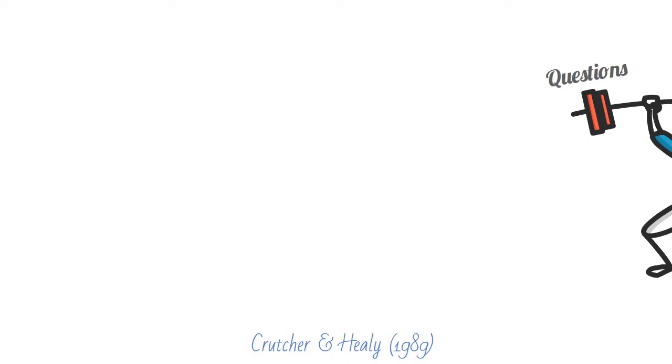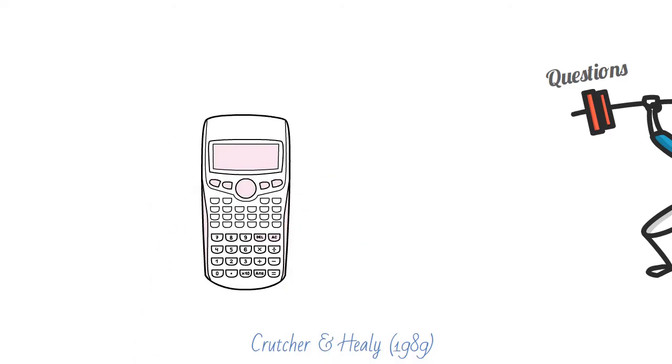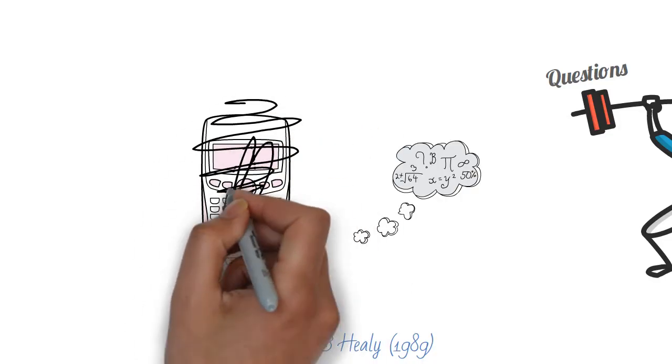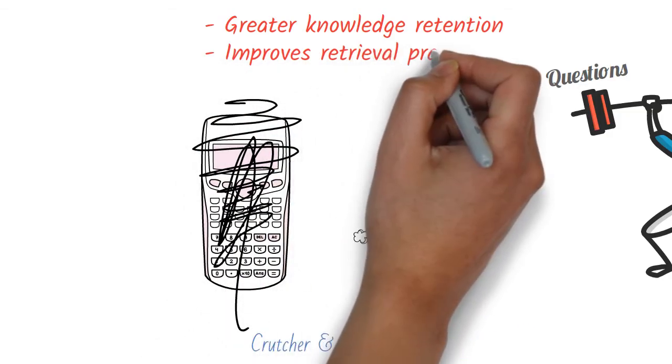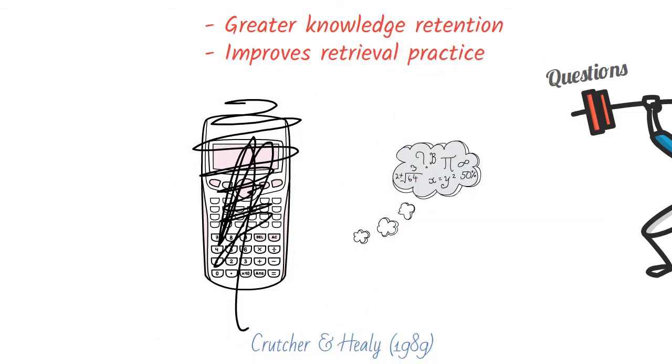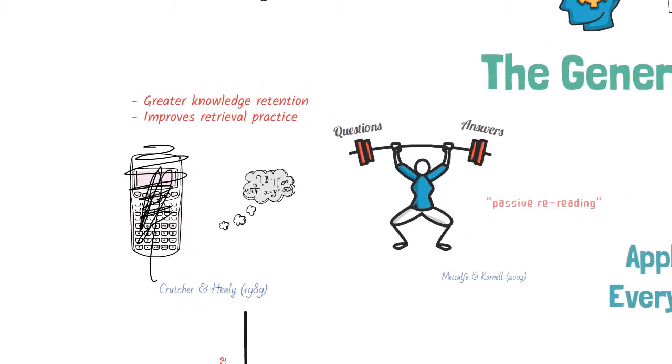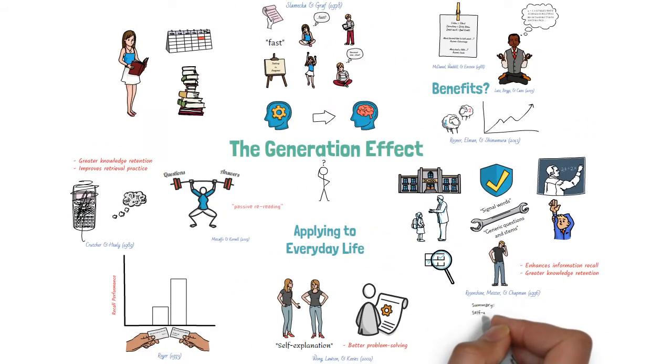When completing simple mathematical problems, students should solve problems through mental calculation instead of using a calculator. Mental operations were found to produce greater knowledge retention because the mental operations acted as retrieval cues, which aided retrieval practice. To conclude, the generation effect helps us with memory retention.